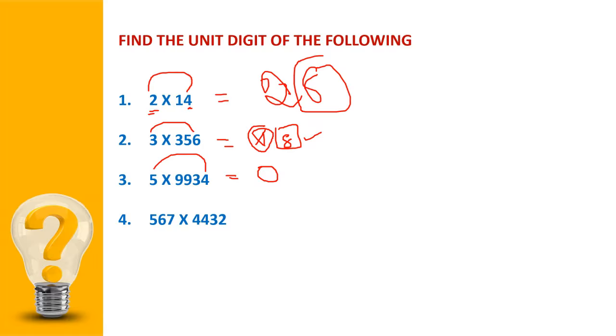567 into 4432. I'll do the same. I'll take the unit digit of the first number being 7 and the unit digit of the second number being 2. So 7 into 2 gives me 14. So 4 is my unit digit.